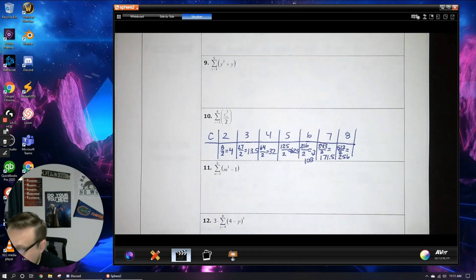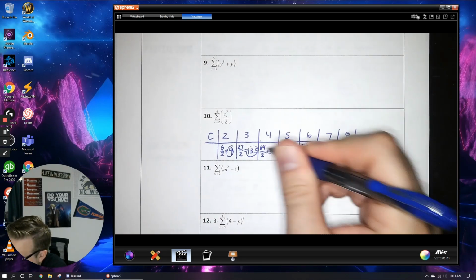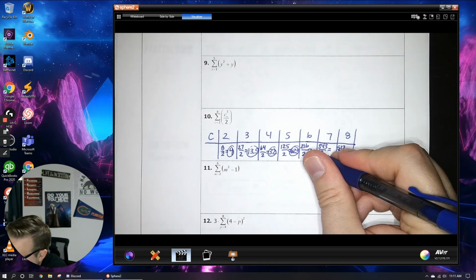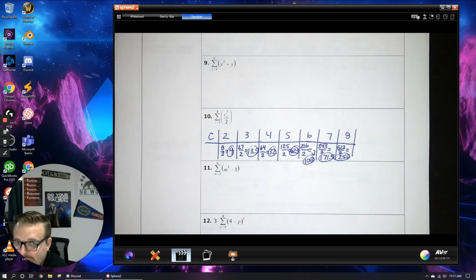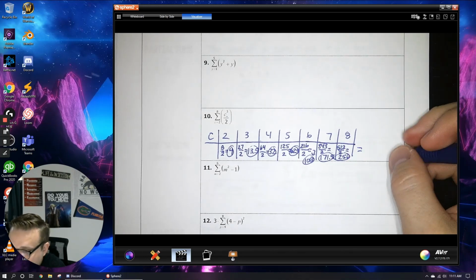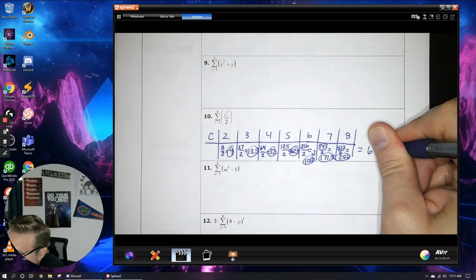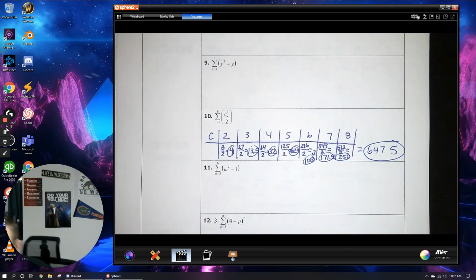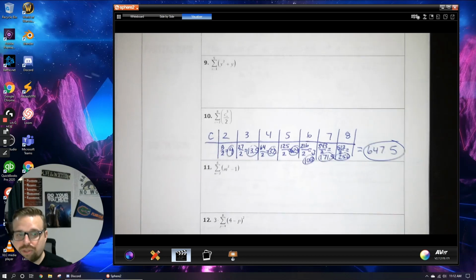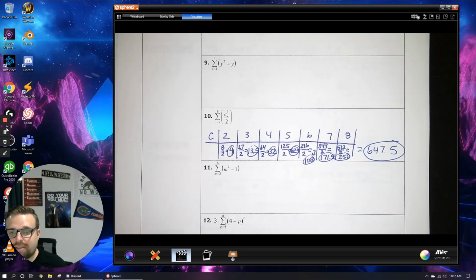So now I'm going to add 4, 13.5, 32, 62.5, 108, 171.5, and 256. When you add all these together, you get 647.5. That is the result for this question. It's basically the same process every time. Figure out what the range is that you're looking at. This one's from 2 to 8. Then break it down and do each term individually, and then add all the terms together. That's basically all there is to it.